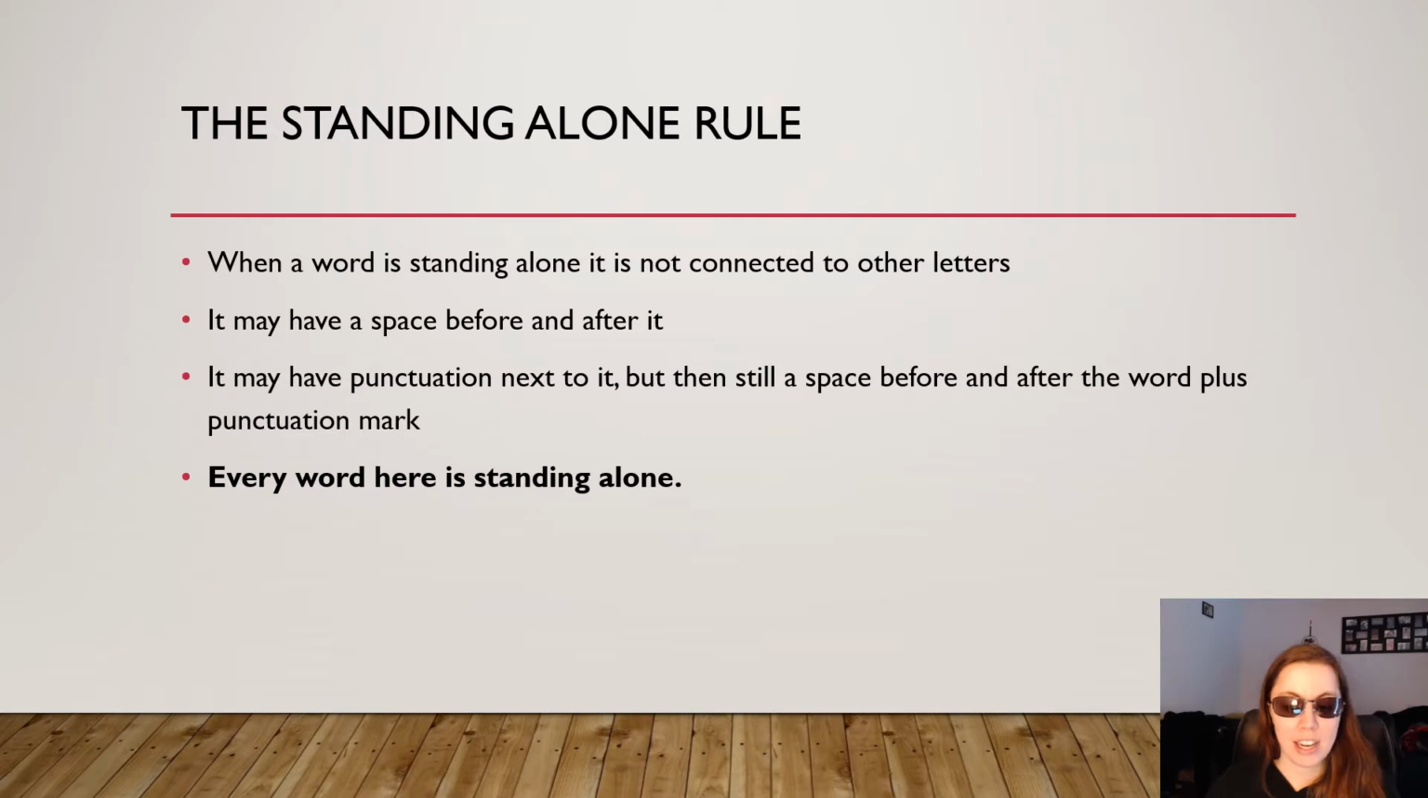A word is considered standing alone when it's not connected to other letters. The easiest example of that is a word that has a space before it and a space after it. It's got a space on both sides, so it's standing alone. It may also have a punctuation mark next to it, maybe a comma after the word or a period after the word. But that comma or period, or whatever punctuation it is, also has a space after it.